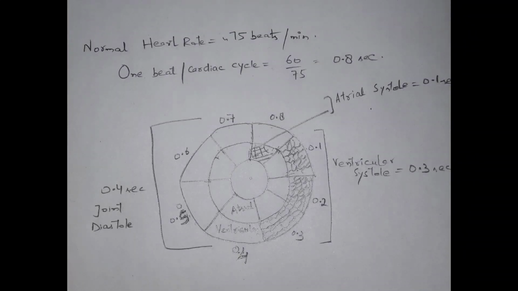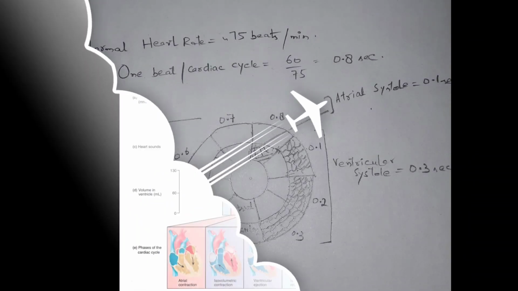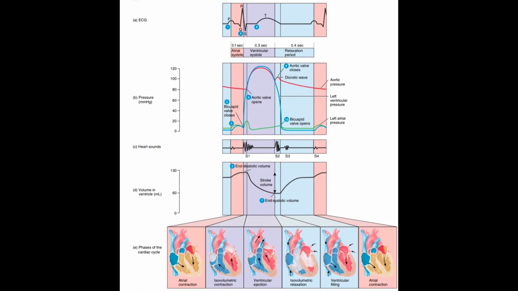Now let's understand the first step of the cardiac cycle, that is atrial systole. In the figure here you can see the ECG has been shown, the pressures in atria and ventricles are shown, then heart sounds are shown here, and also the different blood volumes at different times during the cardiac cycle. This is a detailed figure and it is the complete figure of the cardiac cycle. This will enable us to understand the minute details of the cardiac cycle here.